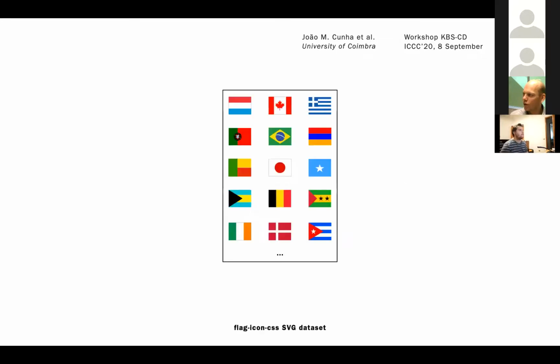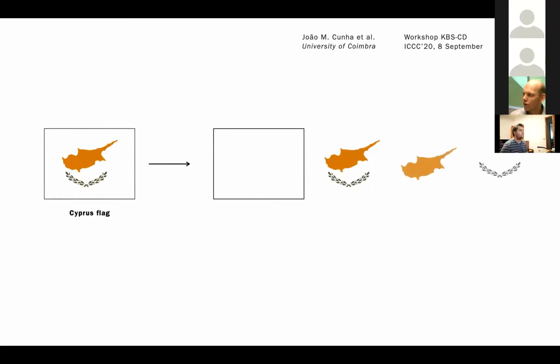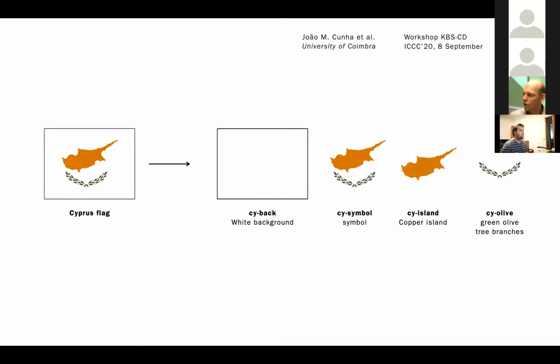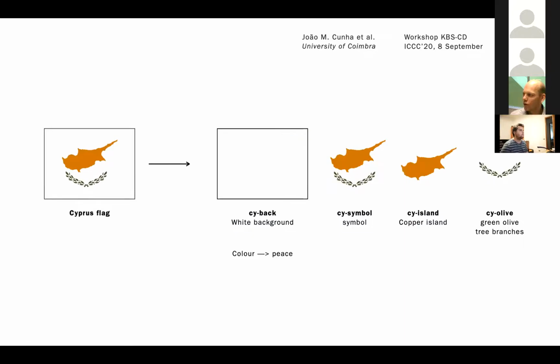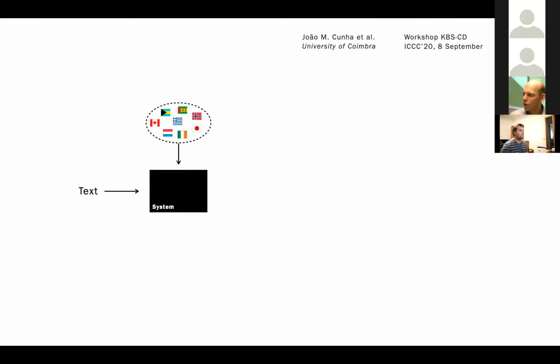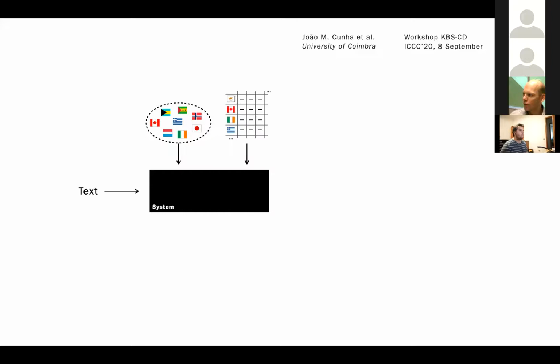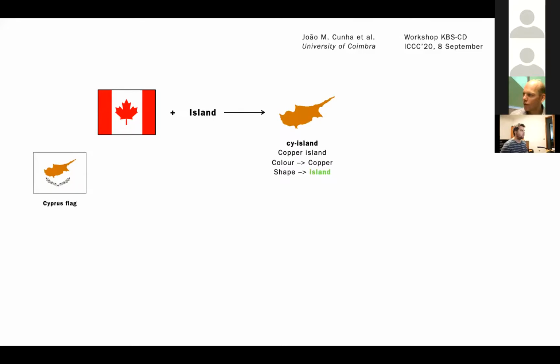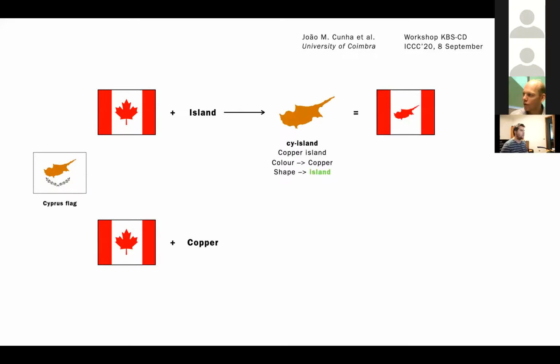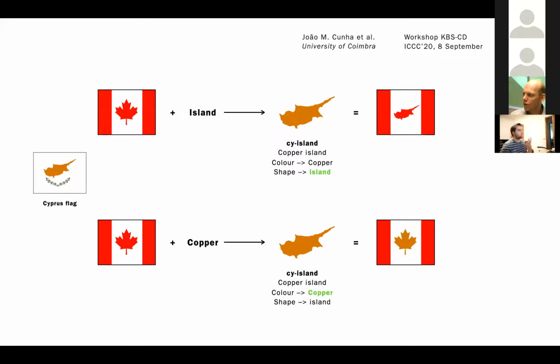And the way we do it is we need images for the flags, so we use this SVG data set. And so, for example, this Cyprus flag can be divided into elements, which can be given labels. And then we can gather meanings for each of these elements. So, for example, for the background, the color can be peace, so white means peace. And for this copper island, the color means copper, the shape is an island, and so on. And by giving the SVG files and also these meanings assigned to each element, we are able, for example, by putting Canada plus island and getting the Cyprus flag, to produce an island Canadian flag, or plus copper, the same thing by changing the color of the maple.